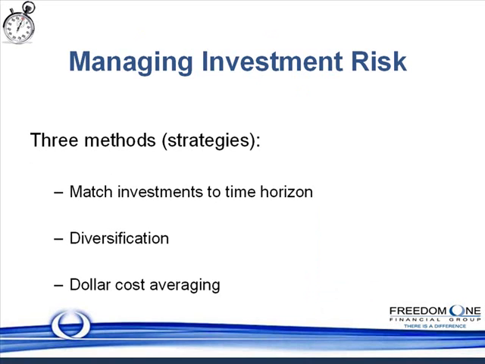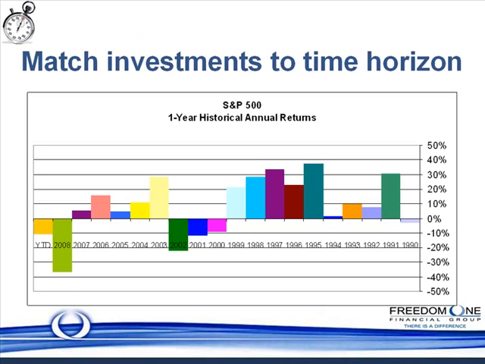There are 3 main methods or strategies for managing investment risk. The first is to match your investments to the proper time horizon. The second, diversification. And finally, dollar cost averaging. What is meant by matching your investments to the proper time horizon is to have a long-term plan to meet your long-term objective. As you can see listed here is the year-by-year performance of the stock market as represented by the Standard & Poor's 500.